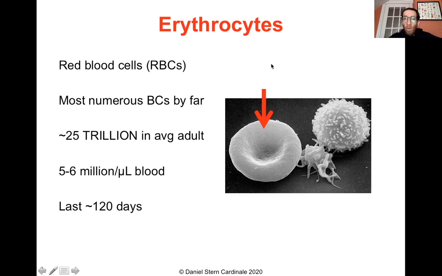These are the most numerous blood cells by far. The average adult has approximately 25 trillion, that's trillion with a T, red blood cells in your body. That works out to about 5 to 6 million cells per microliter of blood. That is microliter of blood. Your red blood cells last about 120 days before they wear out and are replaced.